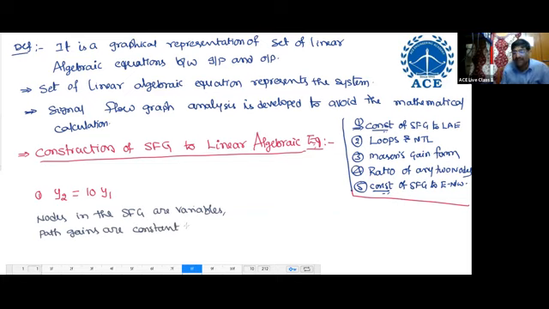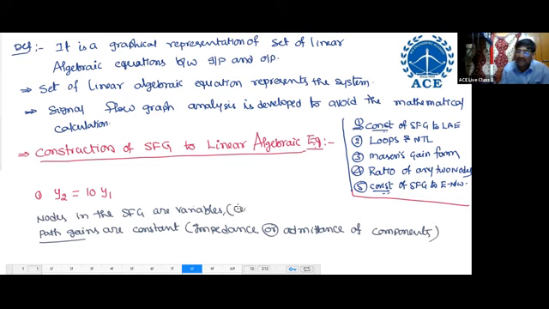Like it is the impedance or admittance of the components. Path gains are what? Impedance or admittance of the components. It may be R, XL, or 1 by XL, the admittance of the component. Whereas variables mean currents and voltages.